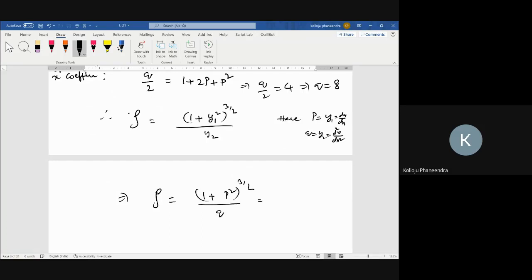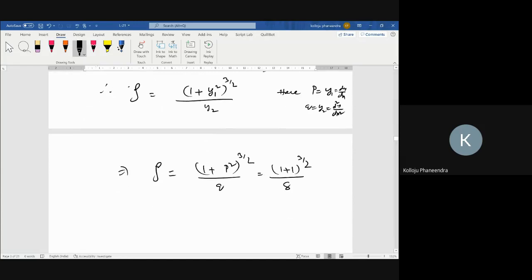So what is this? P value 1. So this is 1 plus 1 whole power 3 by 2, by q value 8. This implies rho equal to 2 power 3 by 2 by 8, nothing but root 8 by 8, that is 1 over root 8. Correct? Right? 1 over root 8. This is the radius of convergence.